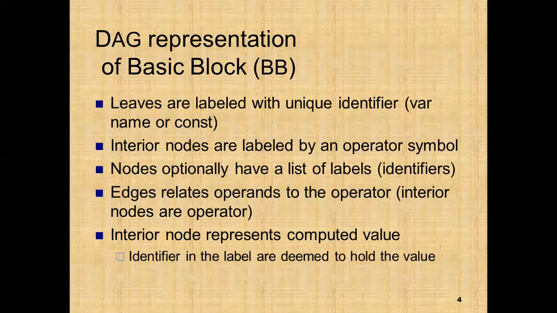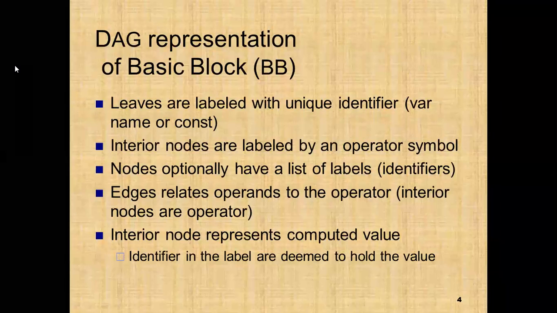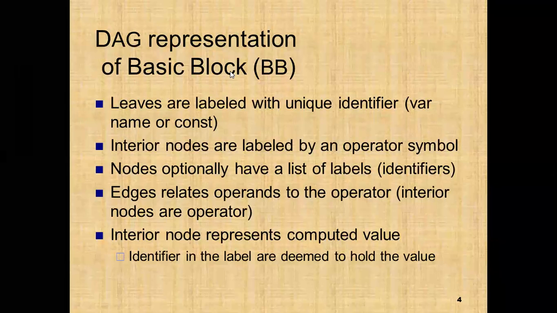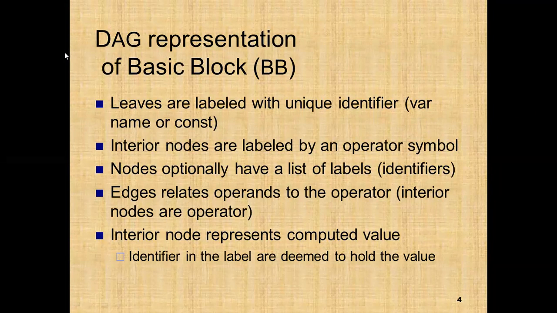Then we can define and check, and we will do the nomenclature. We will assign the unique identifier to the leaves. Interior nodes also have operator symbols, so we will assign different operator symbols to the interior nodes. We will see in the forthcoming examples how we assign the operator symbol to the interior nodes, and how we assign the unique identifier to the leaf of the directed acyclic graph.